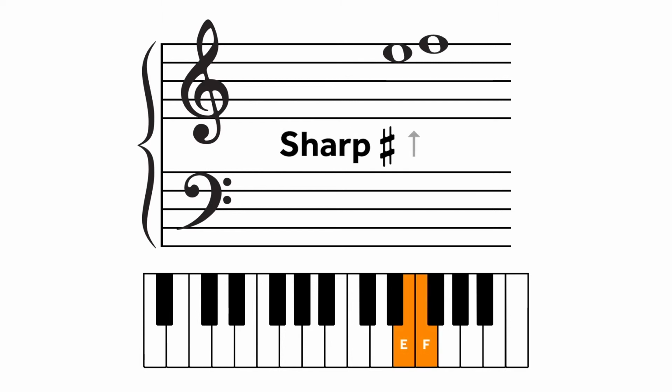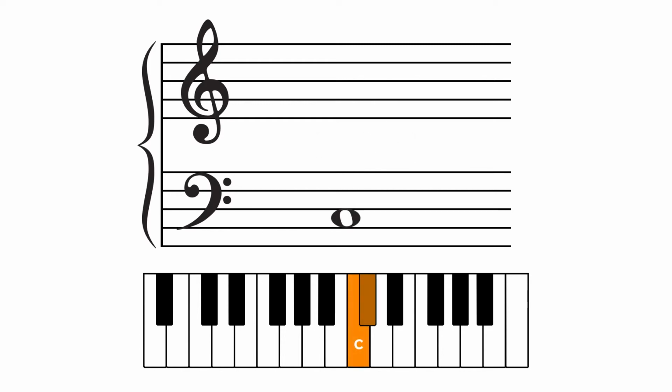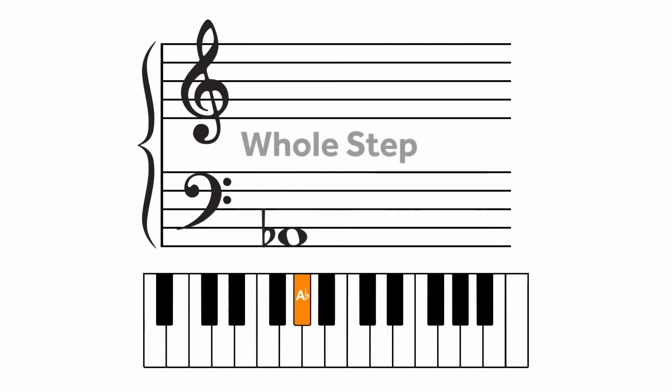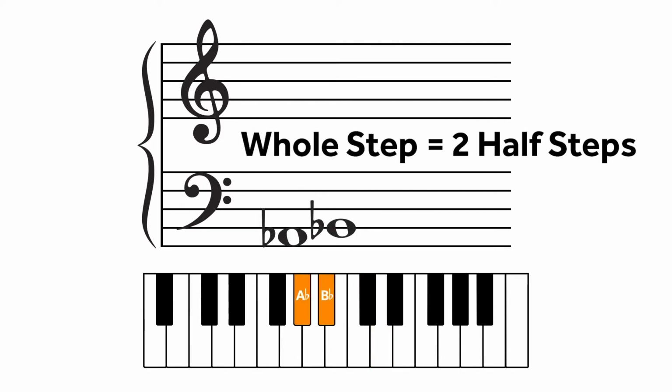A sharp raises a pitch by 1/2 step. A flat lowers a pitch by 1/2 step. Thus, from C, a white key, to C sharp, a black key, is 1/2 step. From C sharp to D is also a half step, whereas A flat to B flat is a whole step, or 2 half steps.